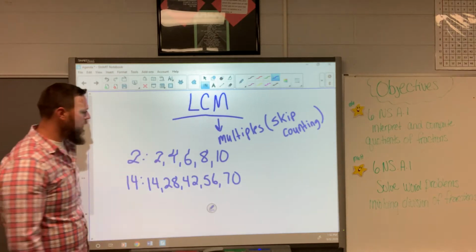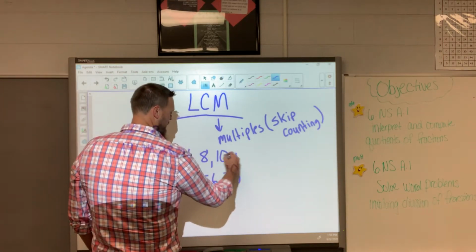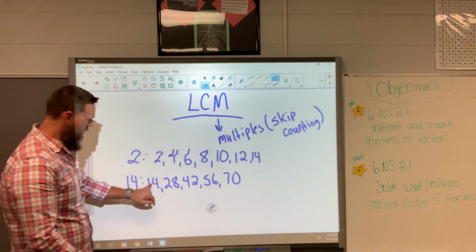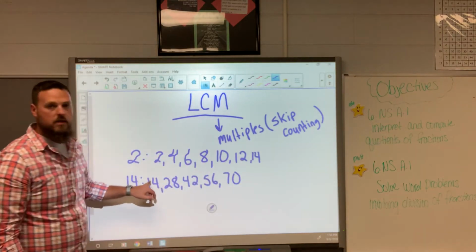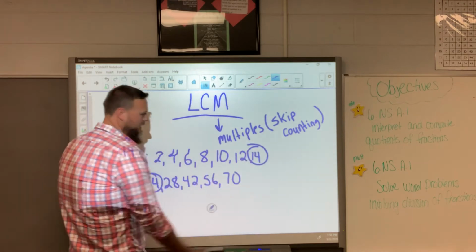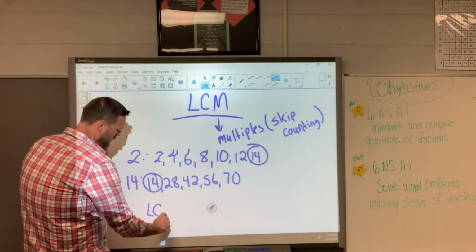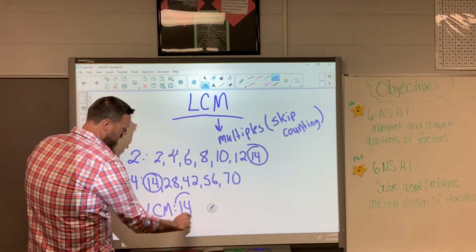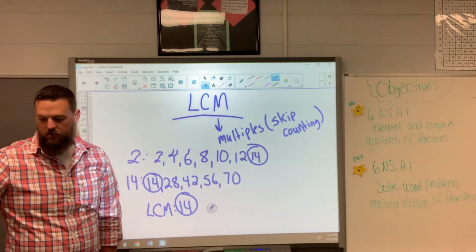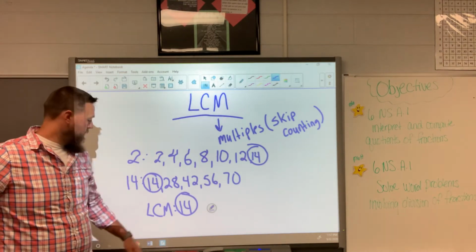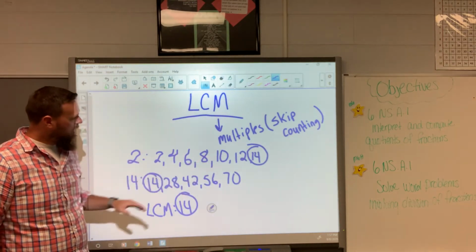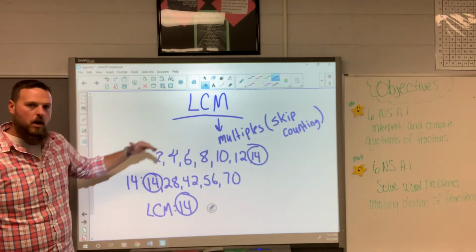So I come back up to 2 and start skip counting again. I stopped at 10, so 12, 14. Now I'm going to stop there because I noticed something. 14 is in both lists. Since 14 is in both lists, I can stop there because I found my least common multiple. So our LCM, or our least common multiple, is 14. If you notice, the least common multiple is different than the GCF, so you can compare the two. The GCF was 2, but the LCM is 14. Those are two different concepts. All you're doing is skip counting, finding the multiples until you see one that's common in both lists.